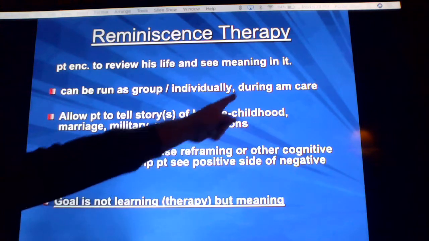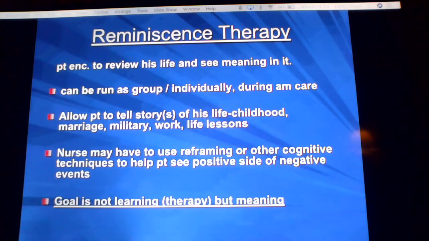We can do it during AM care. So this does not have to be formal. It can just be, you're bathing somebody and you talk to them. That's a good nurse, engaging the patient. Allow the patient to tell their story of their life, their childhood, their marriage, the military, work, and life lessons.